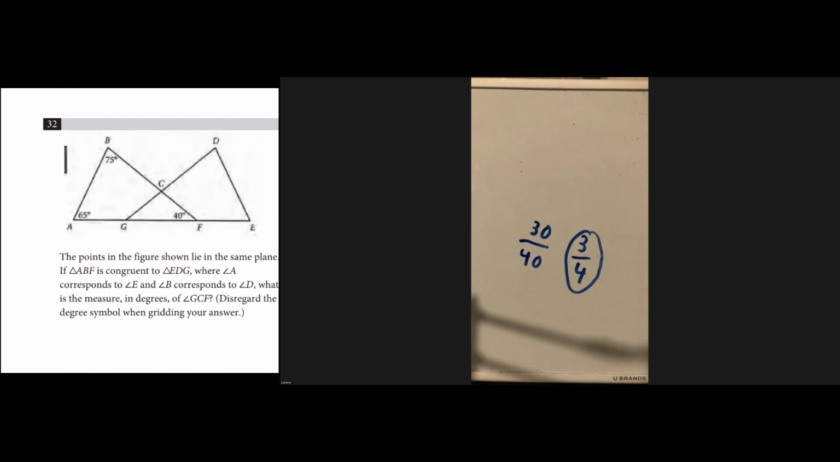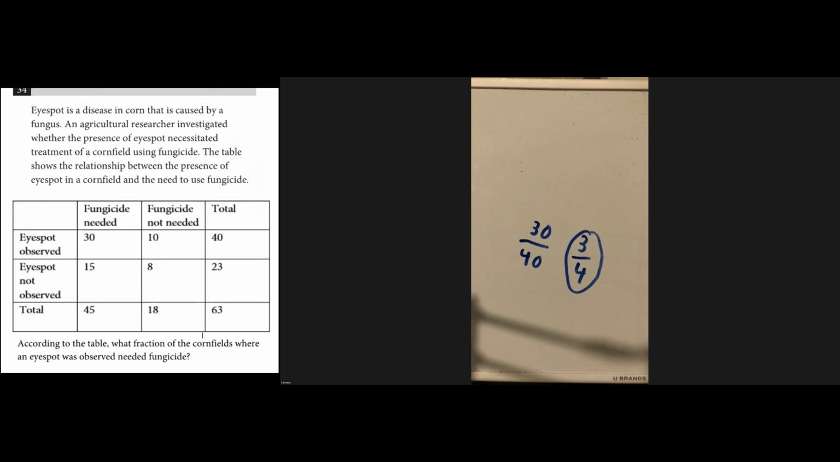Okay, so someone asked how you get 40 as the denominator. Well, it says what fraction of cornfields where an eye spot was observed. And so you have to see the eye spot observed column and see the total. That's how you get the denominator. Because we're given that they chose a cornfield with an eye spot that was observed. That is the given. And we're asked what amount of them still need fungicide. So that would be 30/40 or 3/4.